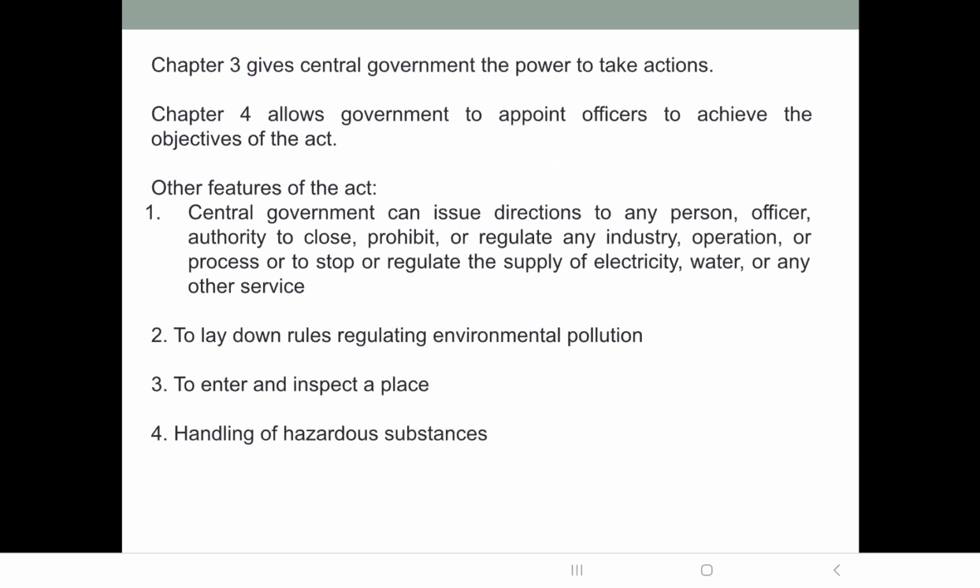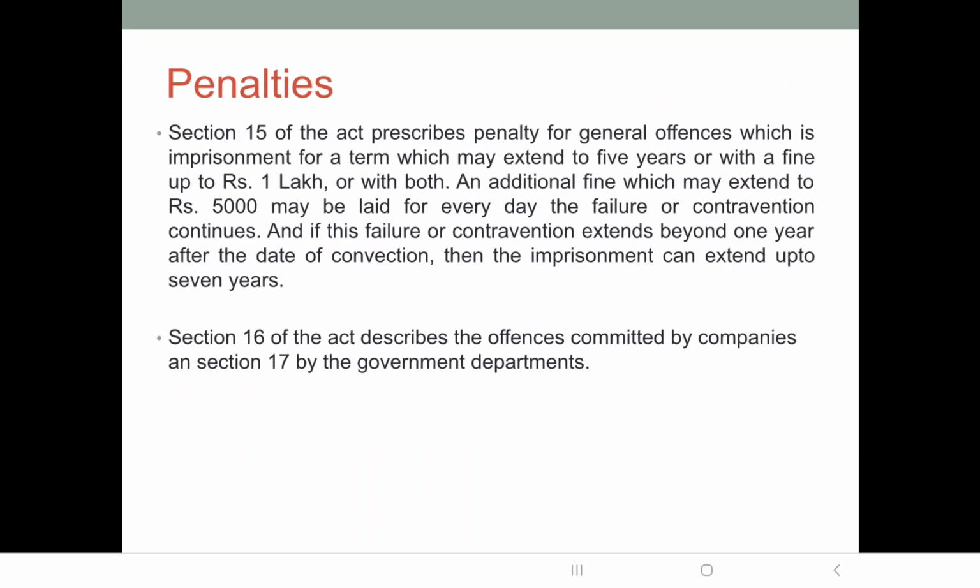Officers can also inspect a place, and it also deals with handling of hazardous substances. So not only the protection of the environment and pollution, but also hazardous substances come under this act. So the power of inspection is also given to the officers. Yes, penalties also are there. If someone does not follow the provisions of this act, or violates this act, then there are penalties. Okay.